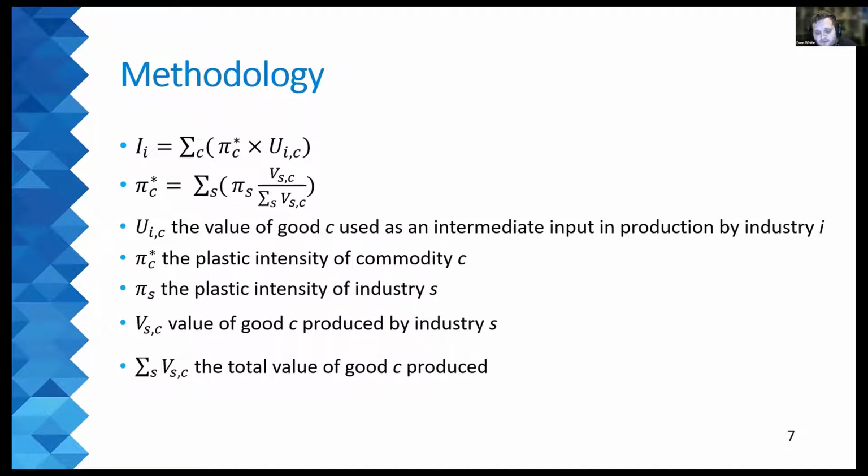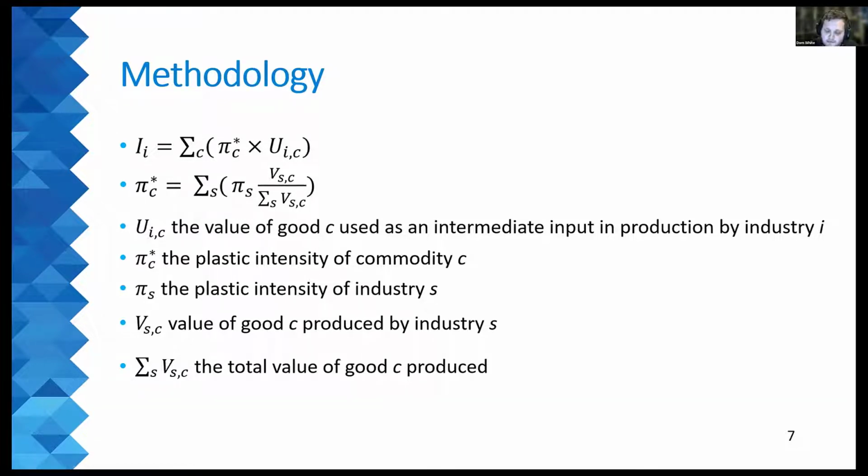So for example, if we're looking at plastic bottles as the commodity and we want to determine the plastic intensity of plastic bottles, we know from the data set that 95% of plastic bottles are made by the plastic bottles industry, 2% are produced by the shapes plastics industry, and 3% are produced by other industries.